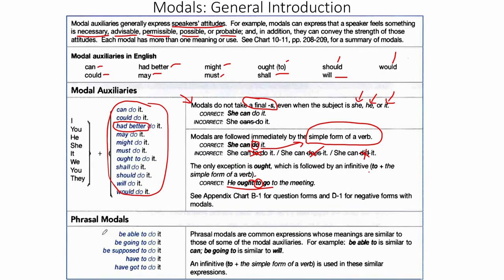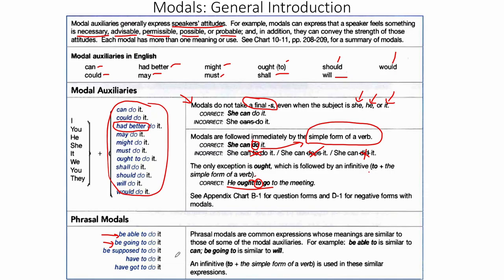Here are further examples for you regarding phrasal modals. For example, we have be able to do it, be going to do it, be supposed to do it, have to do it, and have got to do it, in the sense that it's composed of more than one word. So phrasal modals are common expressions whose meanings are similar to those of some of the modal auxiliaries. For example, be able to is the same as the modal can.